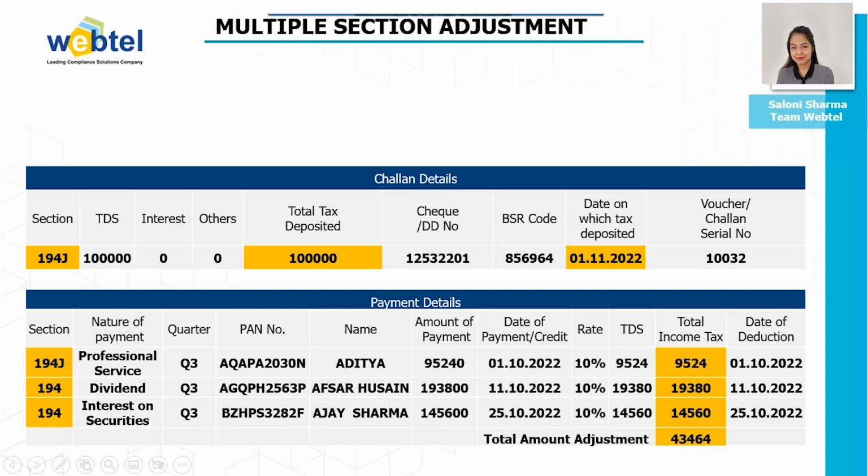Multiple section adjustment. Here we are going to talk about if we have deposited the challan in a single section and we want to utilize the same amount against multiple section parties. How we can show the excess deposit and how we can utilize the same amount which has been deposited in excess, we are going to discuss, and we are going to see the process in our TDS software.